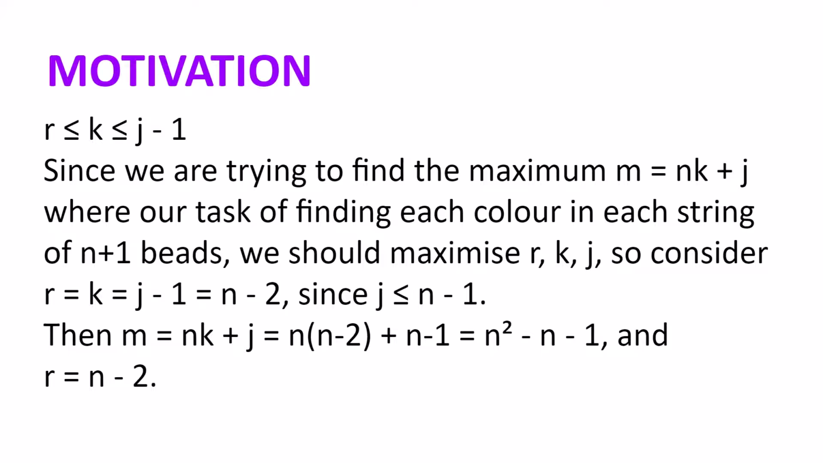Then m is equal to nk plus j, which is equal to n multiplied by n minus 2 plus n minus 1, which is equal to n squared minus n minus 1, and r is equal to n minus 2. Now we suspect that m equal to n squared minus n minus 1 is the largest value for m for which our task is not possible. We should check that this is indeed the case and begin to formulate a solution.